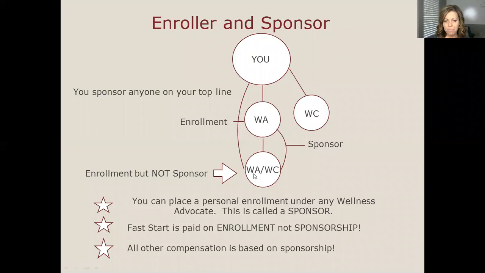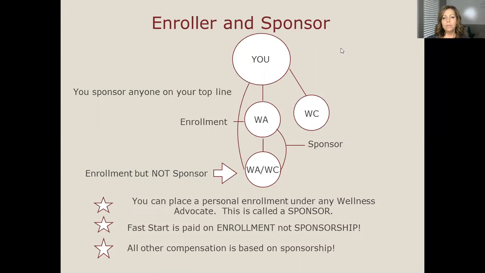So down here, you can place a personal enrollment under somebody, or you can also place a wholesale customer under somebody. Anybody that you are placing to sponsor someone is going to be who you place them under. Okay, so they'll always be your enrollment, which means you're going to be the one that will get the fast start off of them, but you get to choose where you're going to place them.